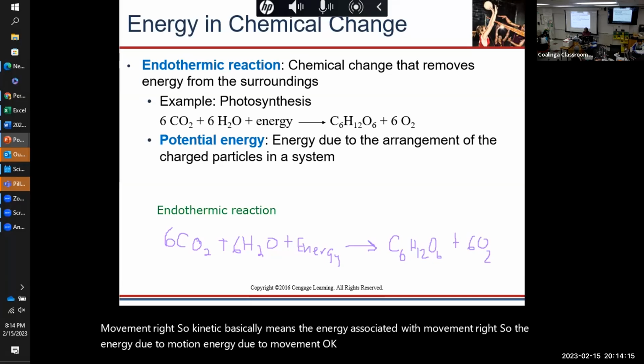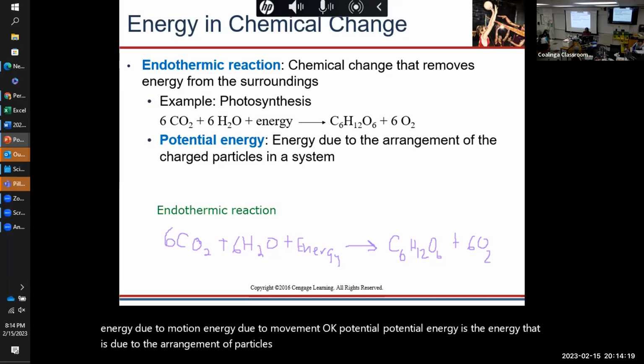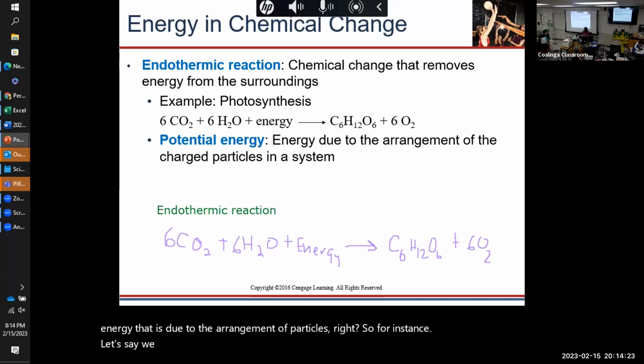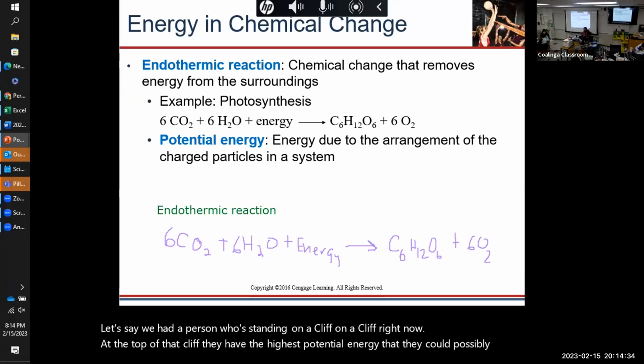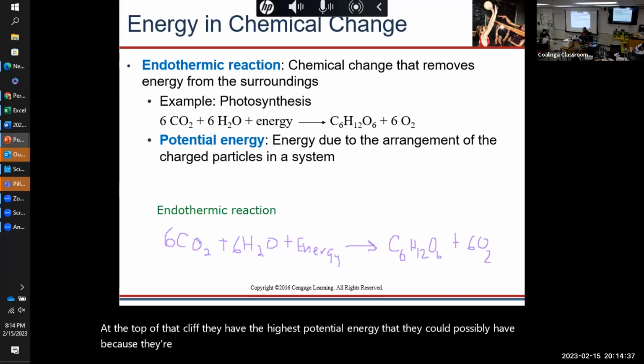Potential energy is the energy that is due to the arrangement of the particles, right? So, for instance, let's say we had a person who's standing on a cliff, right? At the top of that cliff, they have the highest potential energy that they could possibly have because they're just standing, right? That's their potential energy. As soon as they jump off that cliff, that starts to become what?